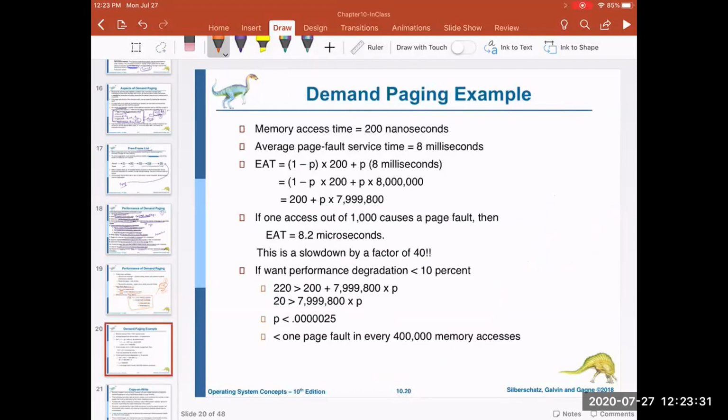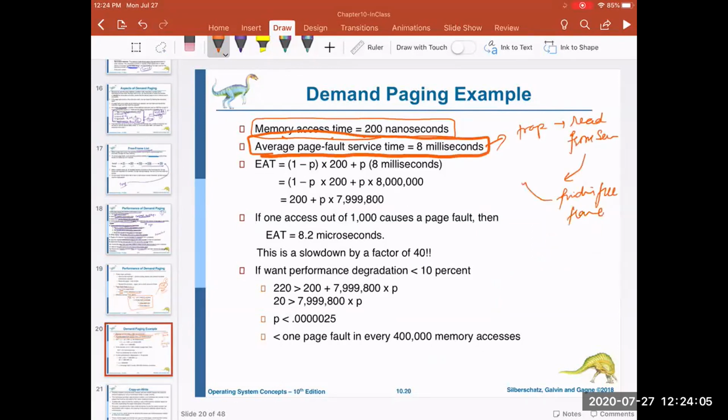Now we try to find out the effective time with numbers. Let us suppose the memory access time is 200 nanoseconds. The average page fault service time is 8 milliseconds. This 8 milliseconds includes the trap, reading from secondary storage, finding a free frame, and updating the page table. So this is the average page fault service time, and it includes everything; I just summed it up. Whenever a page fault occurs, it is going to take 8 milliseconds. This can be worse or better.